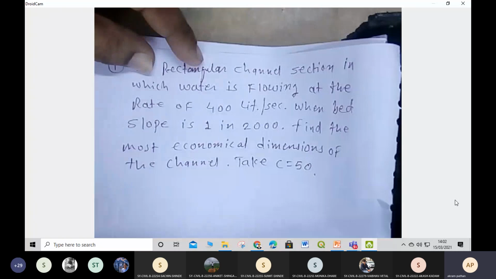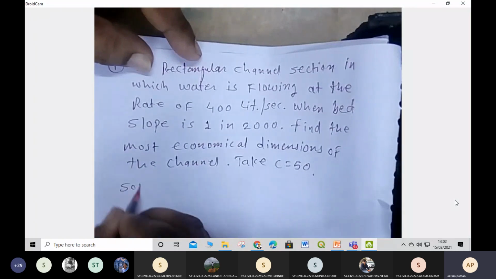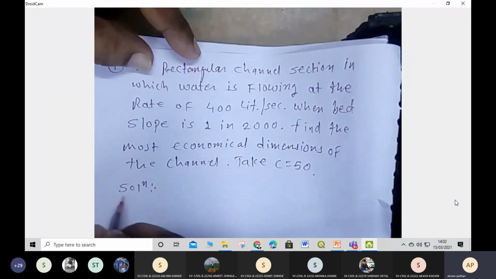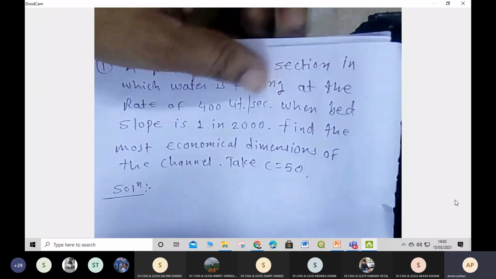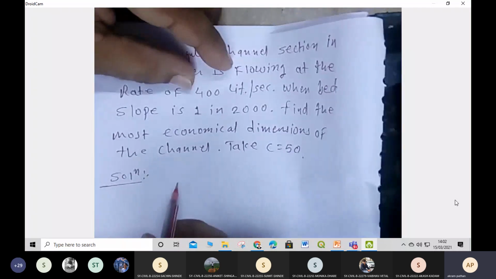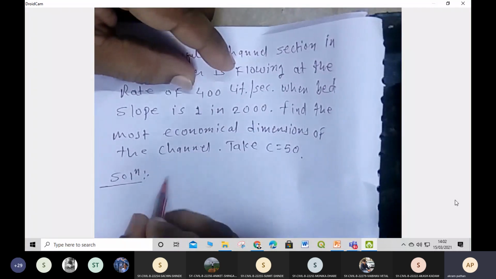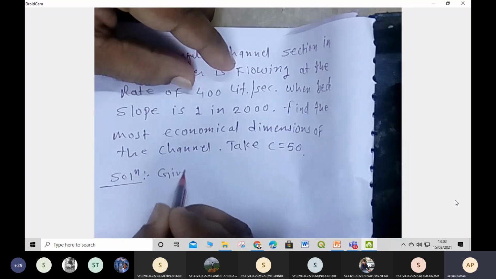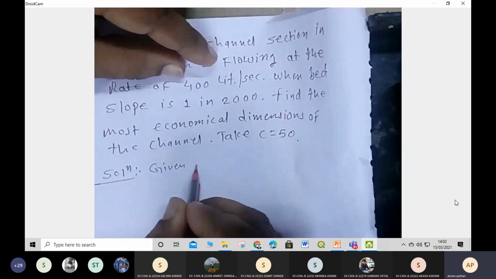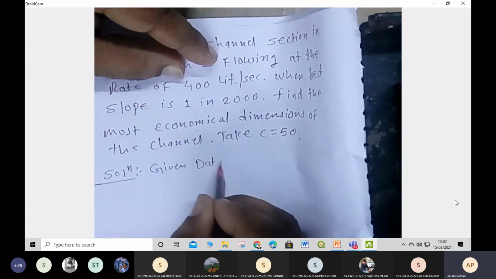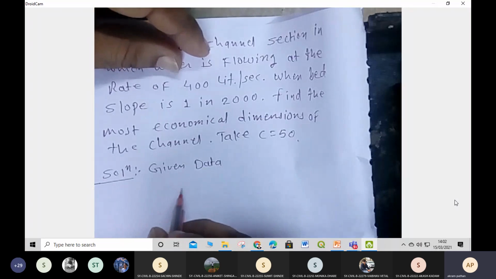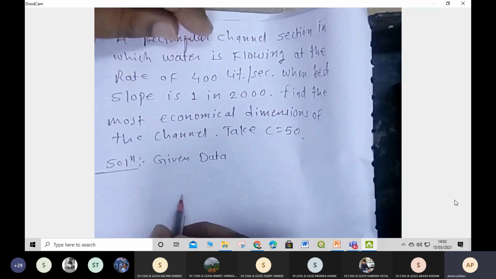Okay, now we have the solution. Now as far as possible in examination, you have to write down the given data. Whatever data is given in the problem, you have to write first what is given.